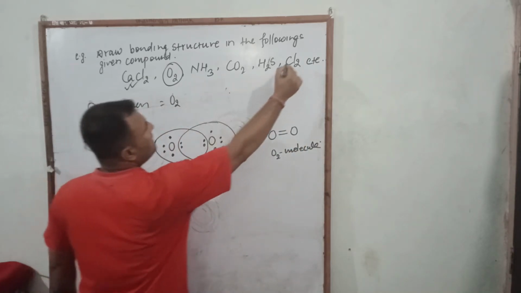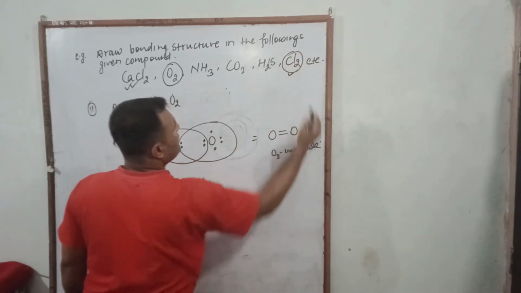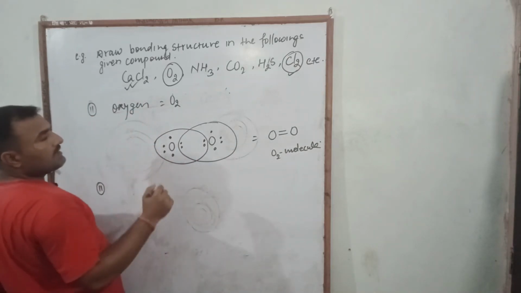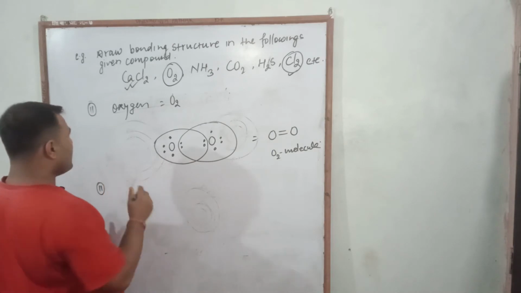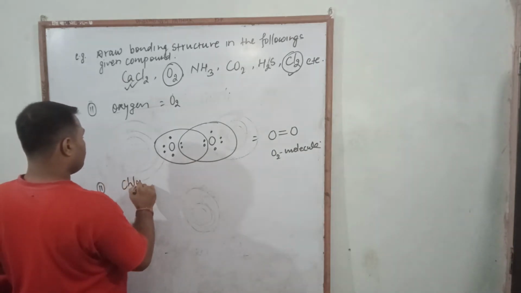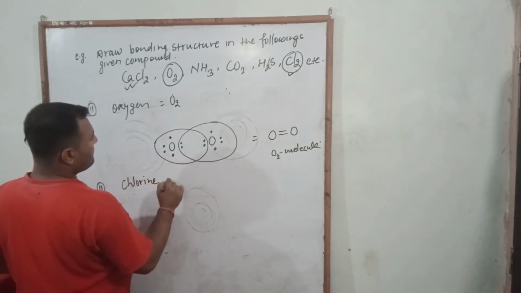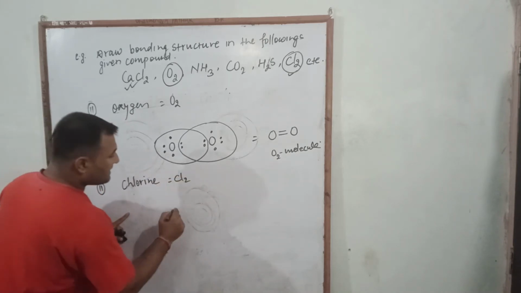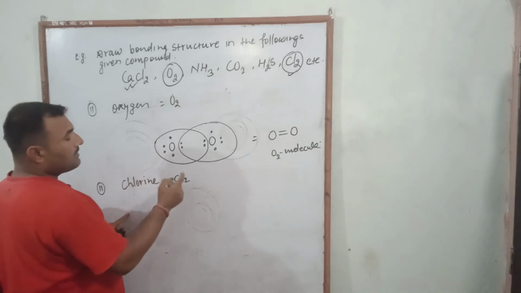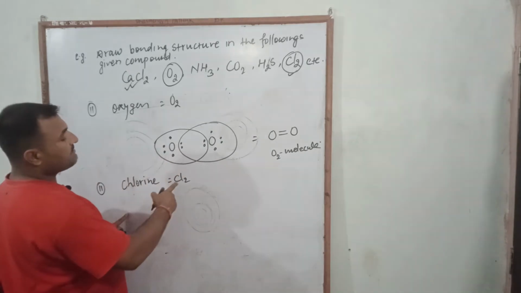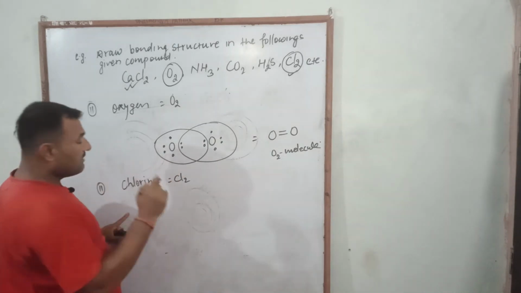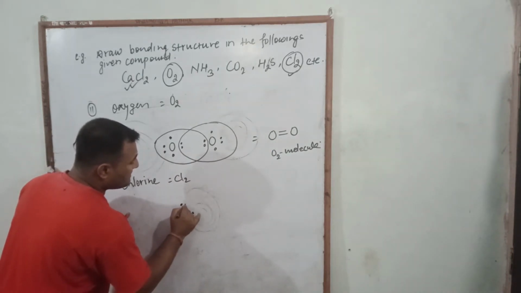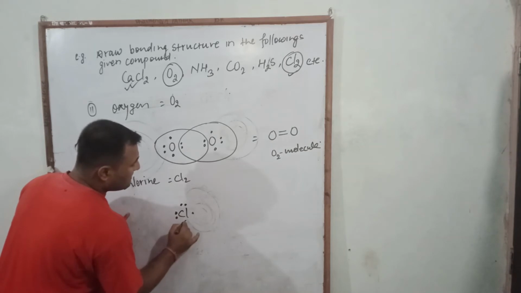Similarly, another diatomic molecule, chlorine, we can draw the same way. In chlorine, 2 chlorine atoms are found, represented by Cl2, and to explain the bonding structure, there is sharing of 1 pair of electrons. Why? Because chlorine has 1 valency, and here we draw chlorine having 7 valence electrons.